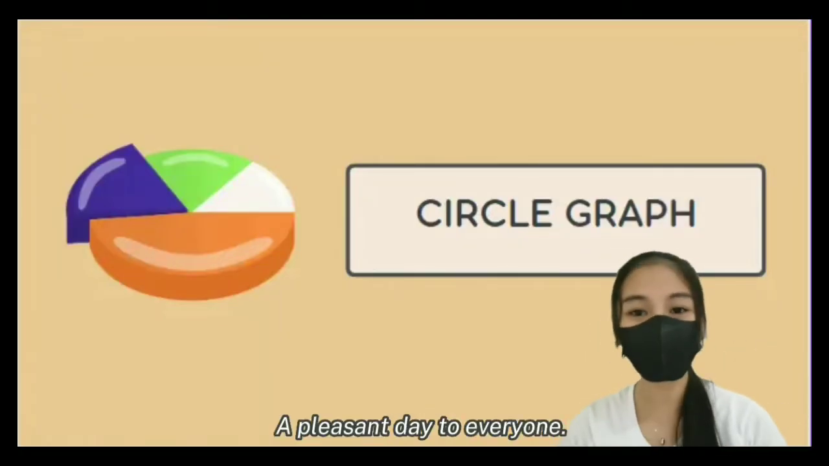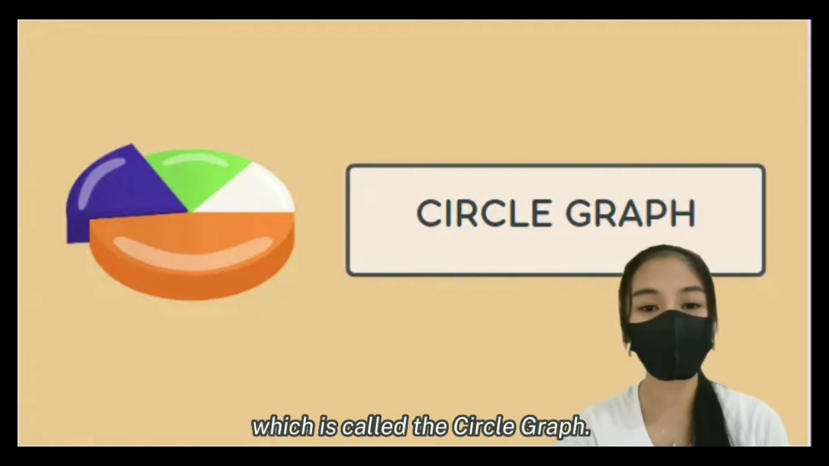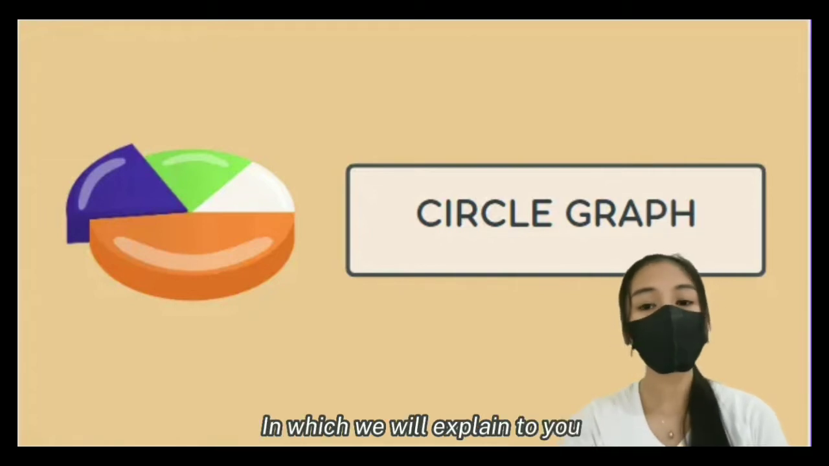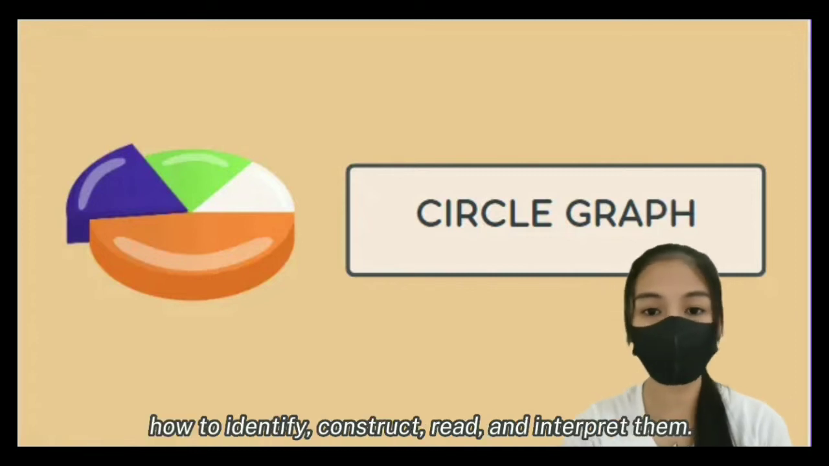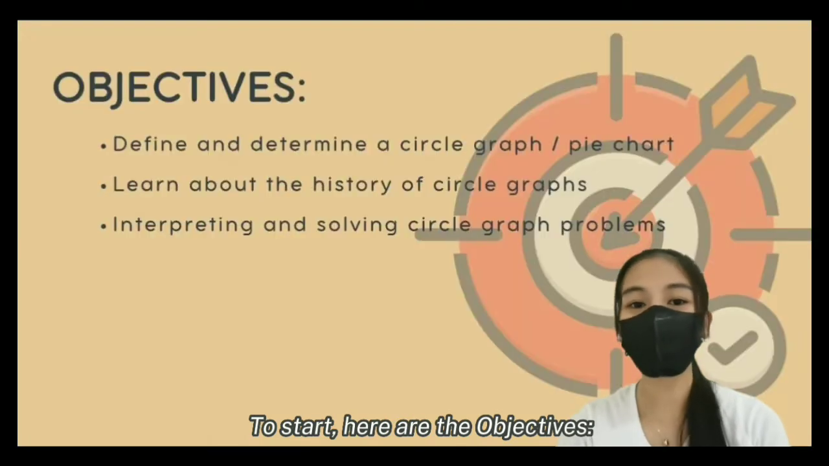Pleasant day to everyone. Today we will learn about a type of data representation which is called the circle graph, in which we will explain to you how to identify, construct, read, and interpret them. To start, here are the objectives.